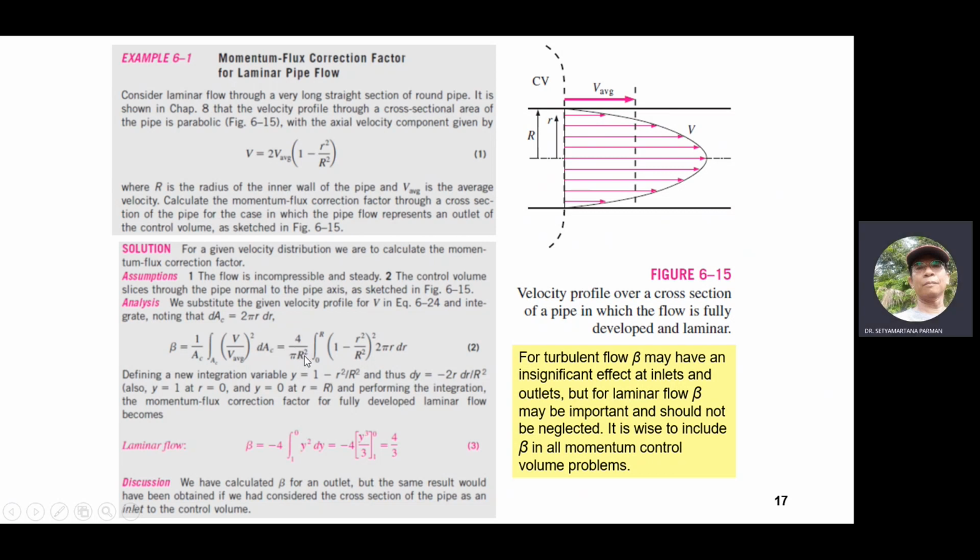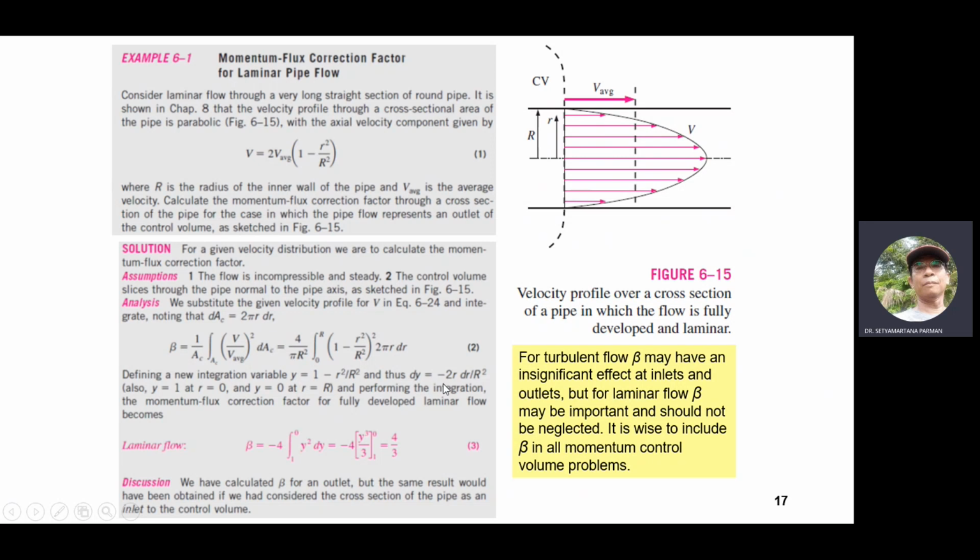The 4 over pi R square is coming from this expression. So V over V average, we have 2, and then squared becomes 4 here. And then Ac itself, of course, is the area of the inner pipe, pi R square.